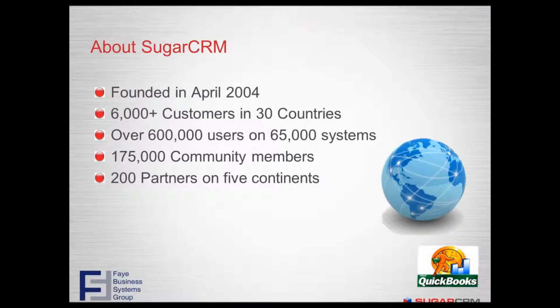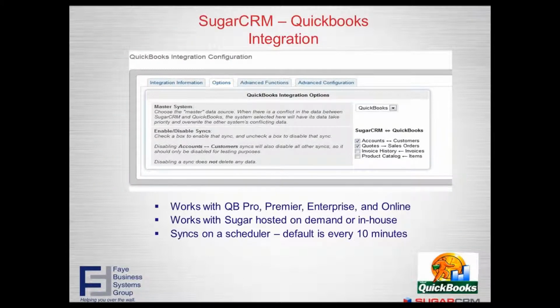Sugar themselves is the fastest growing CRM software company in the world. They were founded in April 2004. They have 6,000 plus customers all over the world. That translates to more than 600,000 users. There are more than 200 partners on 5 continents. Sugar is a global solution and is growing quite quickly, as we mentioned.